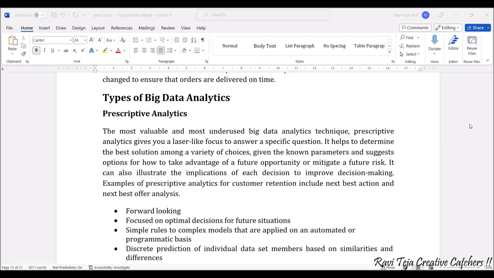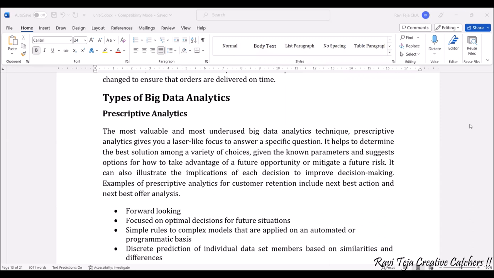In today's class, we are going to learn about types of big data analytics. There are several types of analytics. We are just going to see what the analytic is as well as the points related to it.